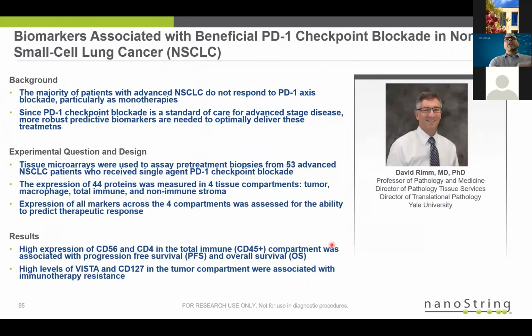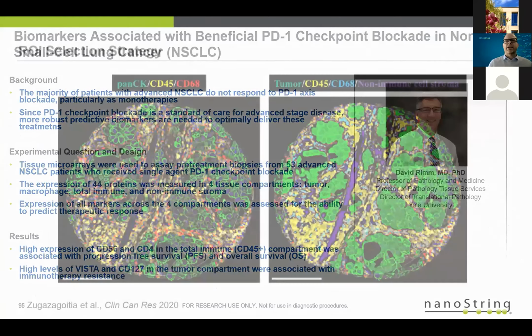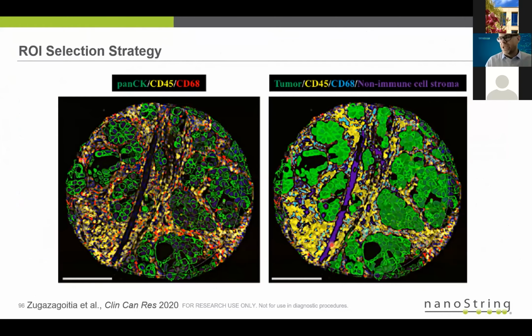And then I really like this example, another tissue type that they worked with. It was small cell lung cancer, a 44-plex protein assay, with a group out of Yale, David Rimm's group. What I thought was really interesting to highlight, one, is that it's a TMA, so they did many, many cores on one slide to increase their biological replicates.